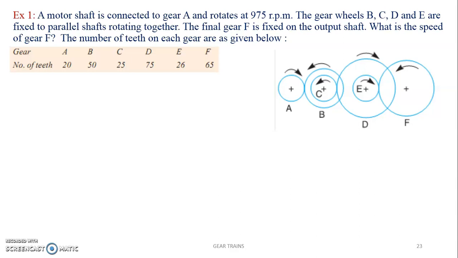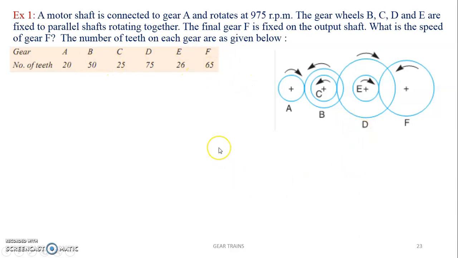A motor shaft is connected to gear A and rotates at 975 rpm. The gear wheels B, C, D and E are fixed to parallel shafts rotating together. The final gear F is fixed on the output shaft. What is the speed of gear F? The number of teeth on each gear are as given below. Okay, so here are the names of the gears and their number of teeth.